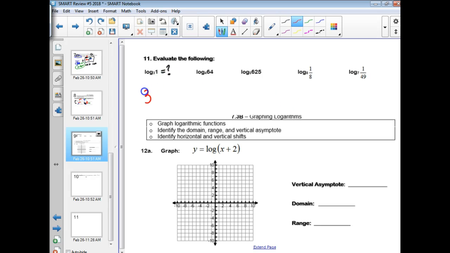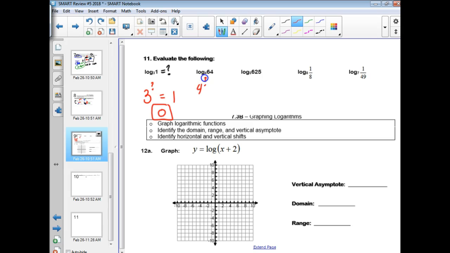So the base is 3, raised to what mystery power gives me a 1? 0. Very good. This is that weird one. Anything to the 0 power is always going to give you an answer of 1. So if this shows up, automatic 0. That's the answer. So this next one.